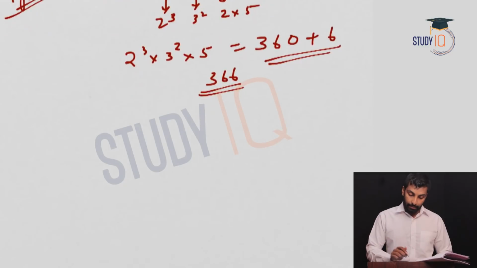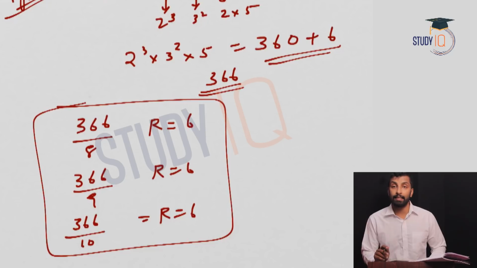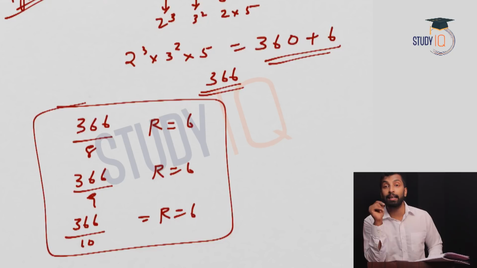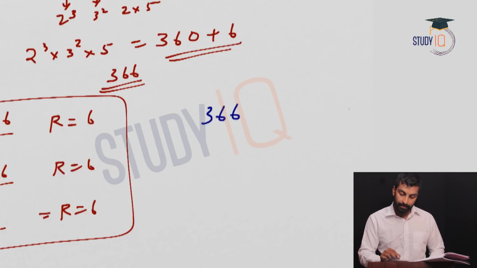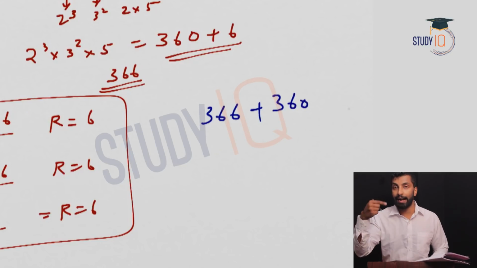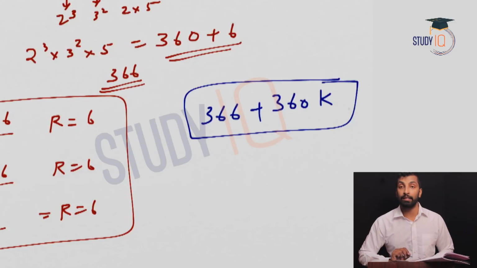So 366 divided by 8, what is the remainder? You get 6. You can check it. 366 by 9 will give you remainder 6. 366 by 10 will also give you remainder 6. So is 366 the only number which will give you remainder 6 when divided by 8, 9, 10? No. 366 is the least number. What is the next number? This concept also we have discussed. 366 plus the LCM of the divisors, that is 360. Keep on adding 360, you get the next numbers in the series. So you will get an AP with a common difference 360.